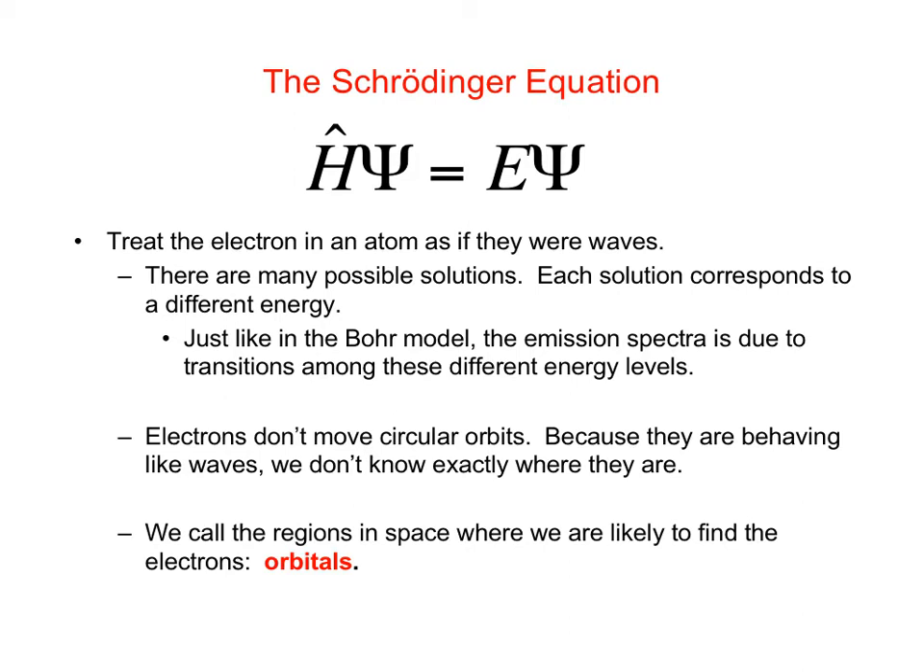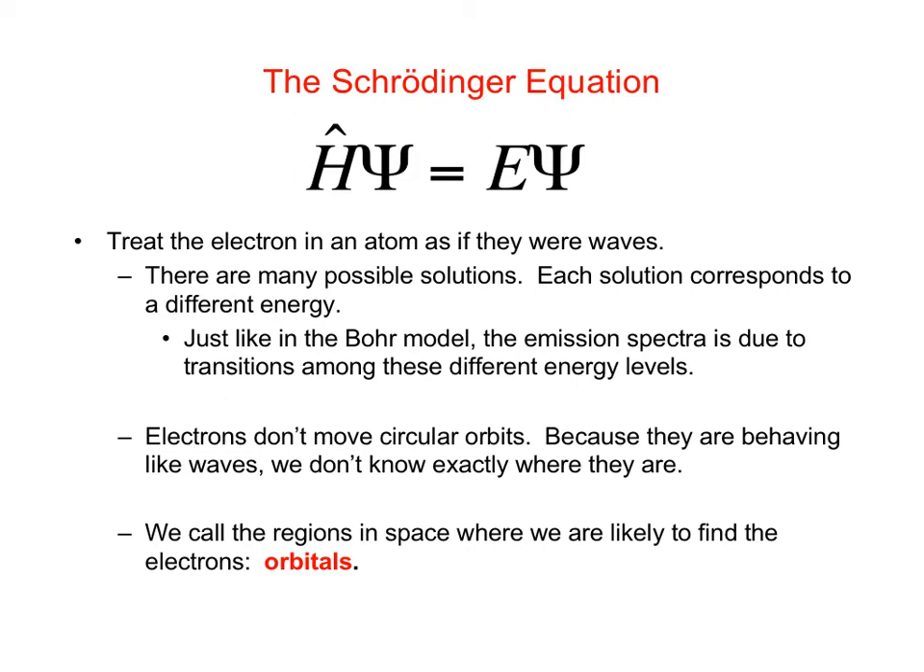Electrons are only allowed to have certain energies. And the way that Bohr described the emission spectrum, that the electrons were jumping between these different energy states, is exactly how we understand it in quantum mechanics. So that was something that Bohr got absolutely right.